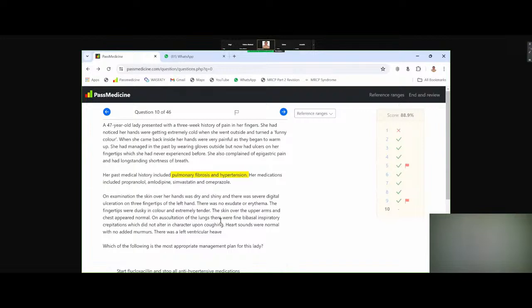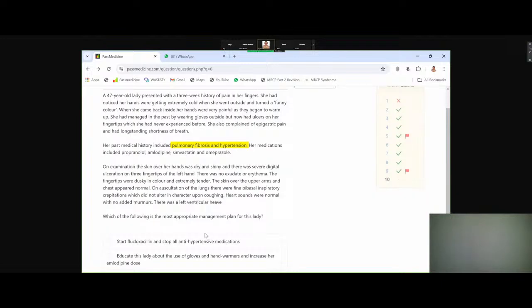On auscultation of the lungs, there were fine bibasal inspiratory crepitations which did not alter in character upon coughing. Heart sounds were normal, no added murmurs. There was a left ventricular heave. So there is, I think, ILD, then leading to problems maybe, but the left ventricular heave is there due to hypertension.